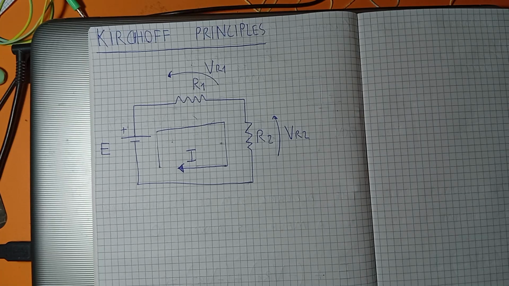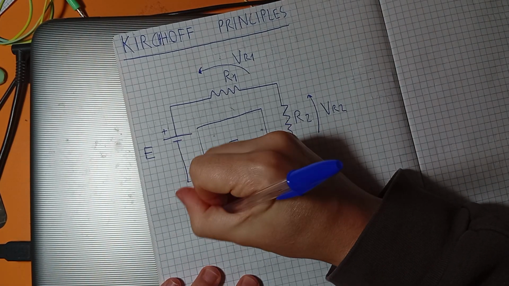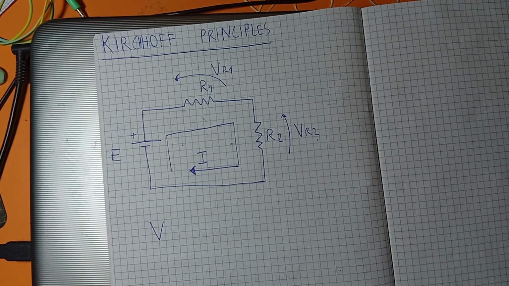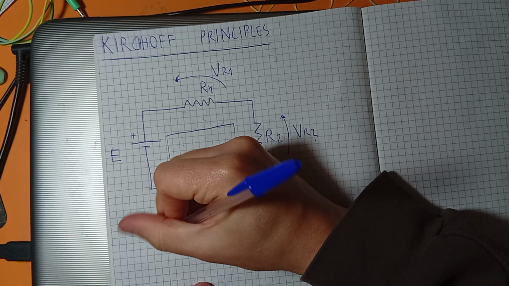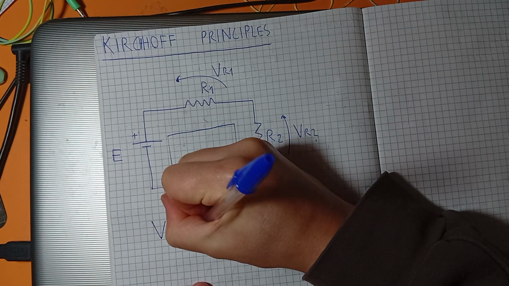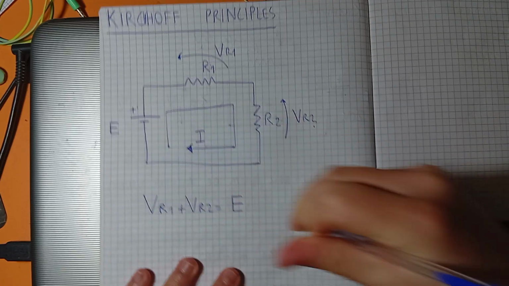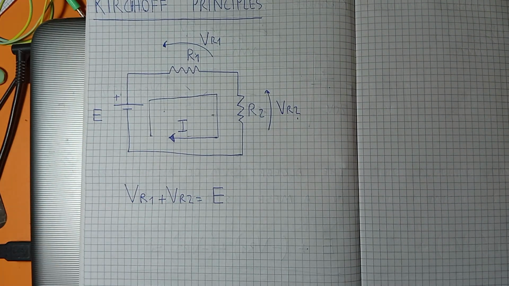As I already explained in other videos, if I add this voltage drop with this voltage drop, so if I do VR2 plus VR1, I will obtain the same value as the voltage generator. VR1 plus VR2, they will give me the same value as the voltage generator, okay?